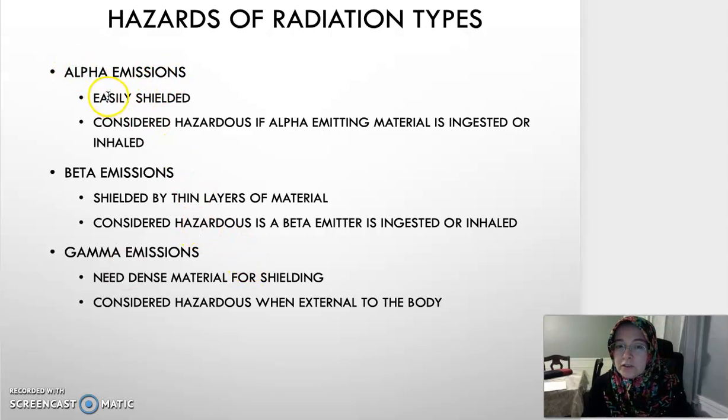Alpha emission is easily shielded, and is considered hazardous if alpha-emitting material is ingested or inhaled. Beta emission is shielded by thin layers of material, and is considered hazardous if a beta emitter is ingested or inhaled. Gamma emission needs dense material for shielding, and is considered hazardous when external to the body.